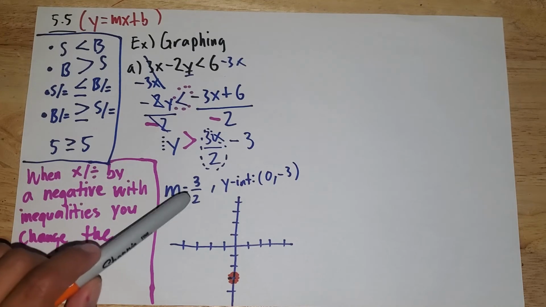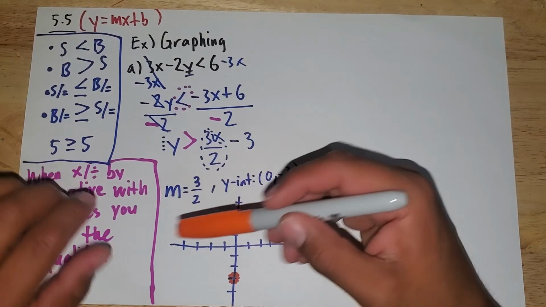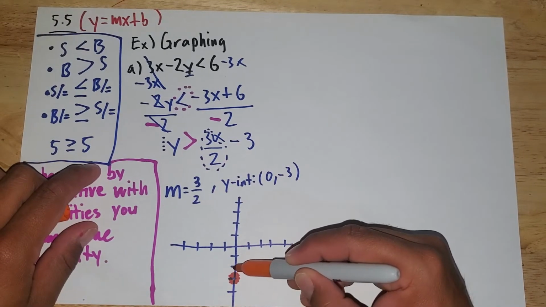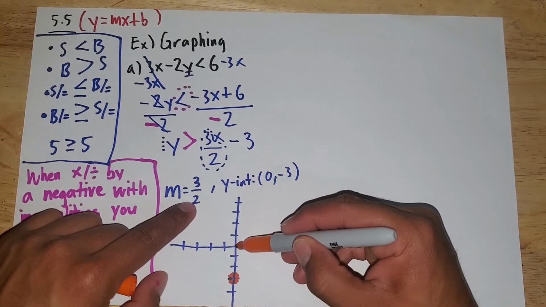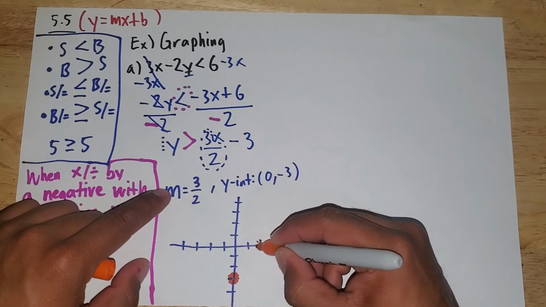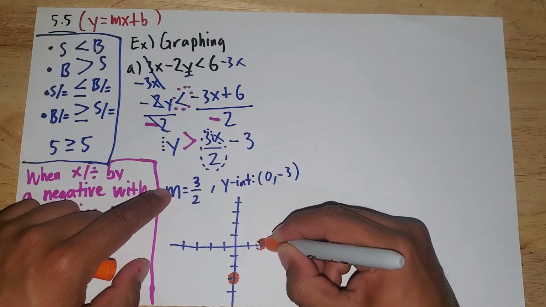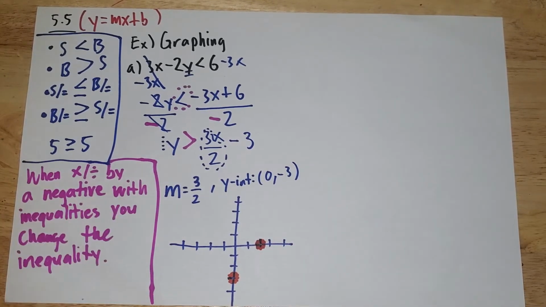But remember, this slope was rise over run. And the rise here is 3. It's positive, so I'm going to go up 1, 2, 3. And then run over 2 to the right because it's positive, so I'm going to go 2 to the right. And then I'm going to have a new point right here. And that is enough for me to make a line. Remember, 2 points is enough to make a line.